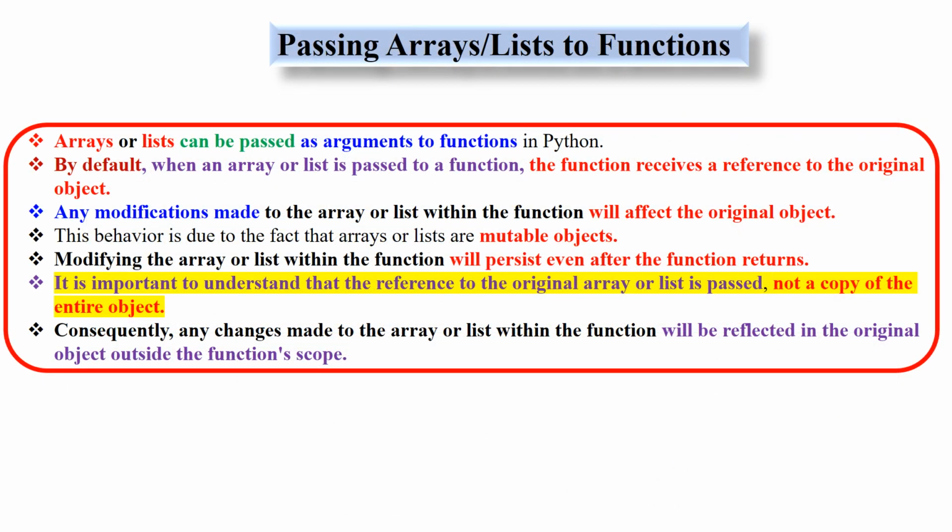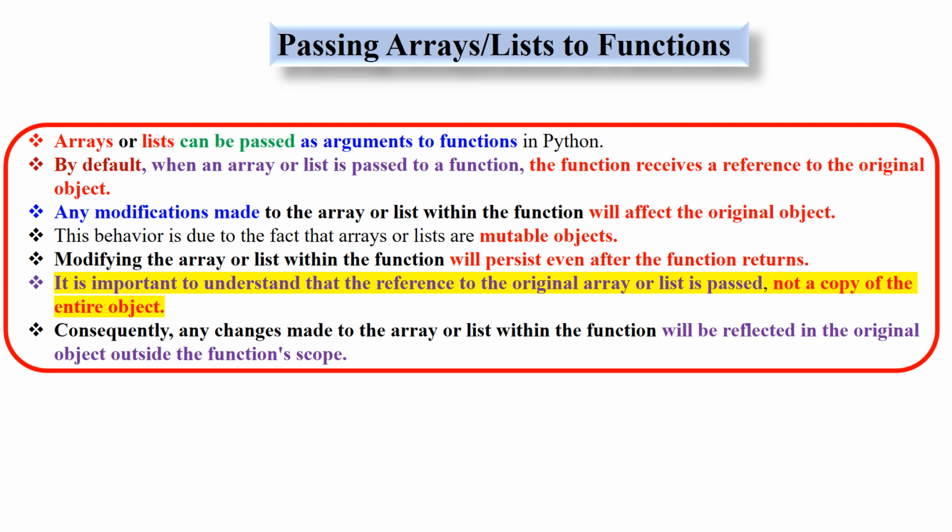When working with arrays or lists in Python, passing them to functions involves some considerations. Let's see the summary of passing arrays or lists to functions. Arrays or lists can be passed as arguments to functions in Python. By default, when an array or list is passed to a function, the function receives a reference to the original object. Any modifications made to the array or list within the function will affect the original object.